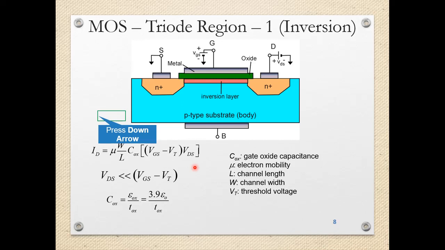And due to that, the electrons will get attracted towards the gate terminal and there is a formation of the inversion layer. And the equations for ID, the drain current, and the voltage between drain and source are indicated over here, along with those conditions. And the gate oxide capacitance which will get formed is also shown.